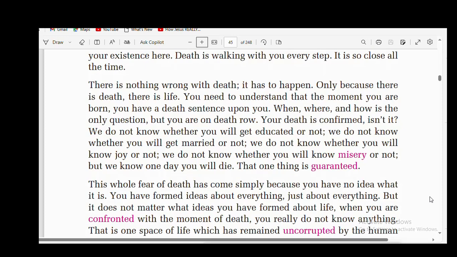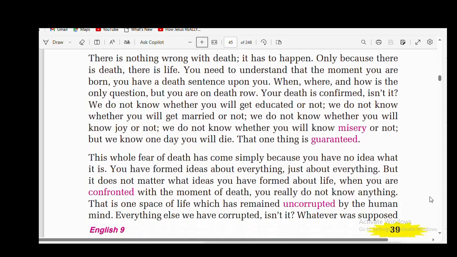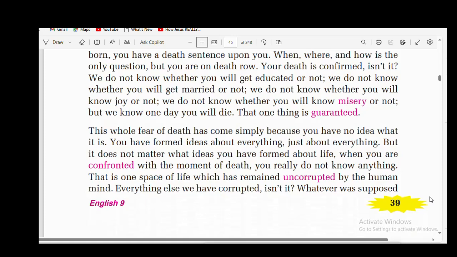We do not know whether you will get educated or not. We do not know whether you will get married or not. No idea. We do not know whether you will know joy or not. Yeah. We do not have any idea. We do not know whether you will know misery or pain or not. But we know one day we will die. That one thing is guaranteed, promised, confirmed. And this whole fear of death has come simply, there is fear of death because you have no idea what it is.